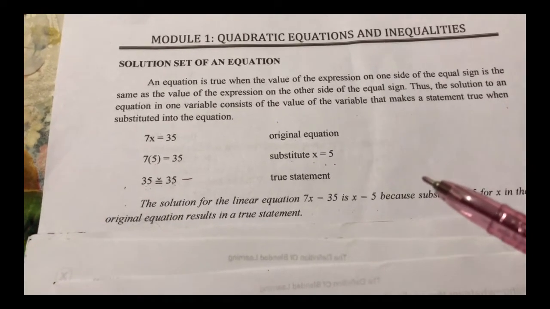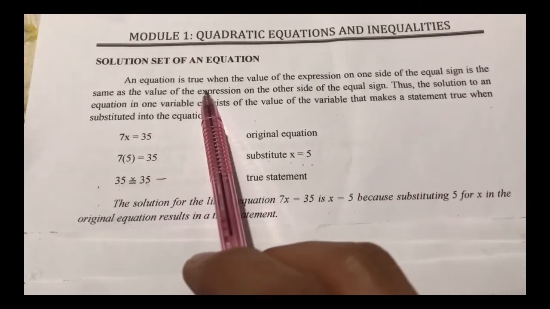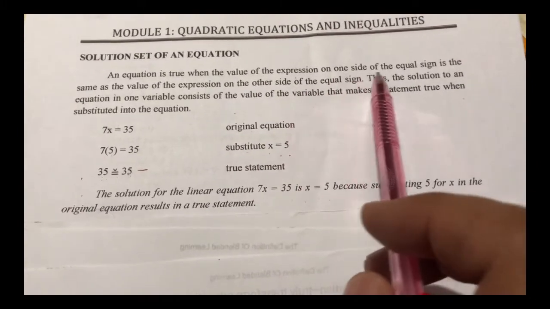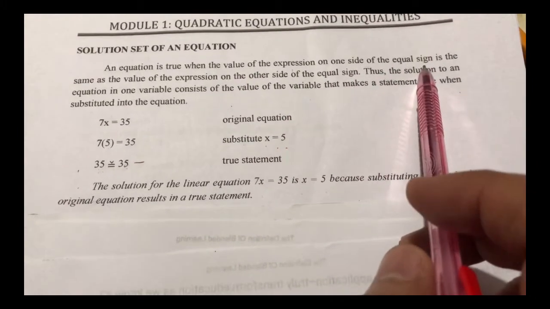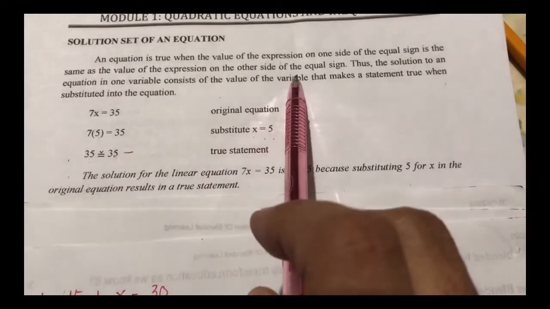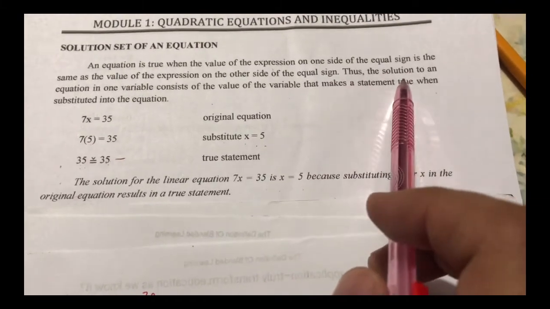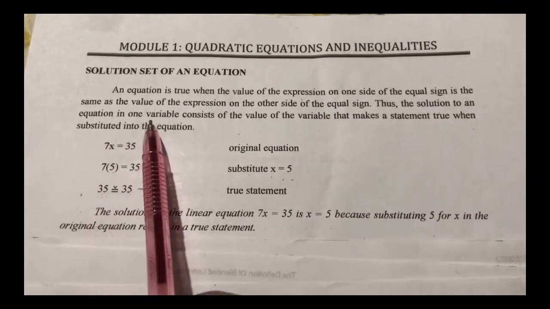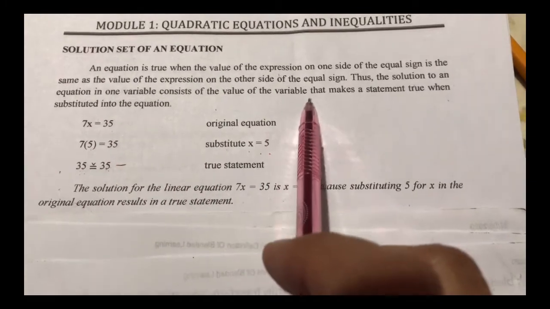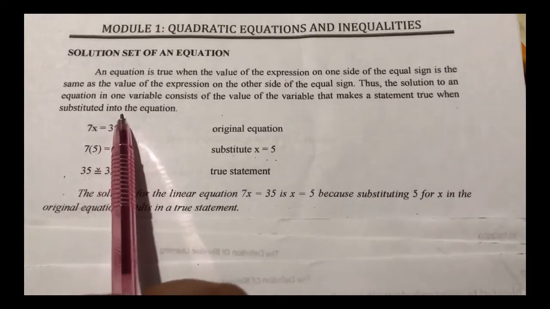Let's continue. Solution set of an equation. An equation is true when the value of the expression on one side of the equal sign is the same as the value of the expression on the other side of the equal sign. Thus, the solution to an equation in one variable consists of the value of the variable that makes a statement true when substituted into the equation.